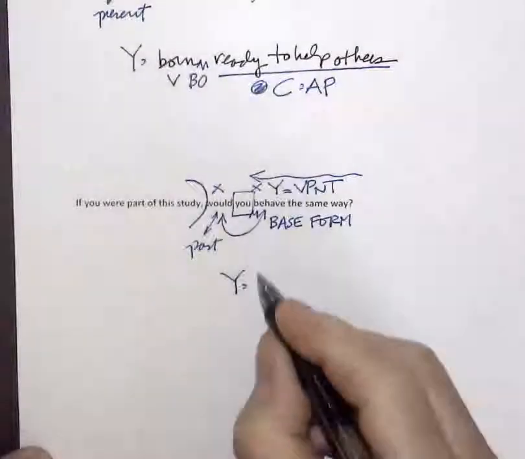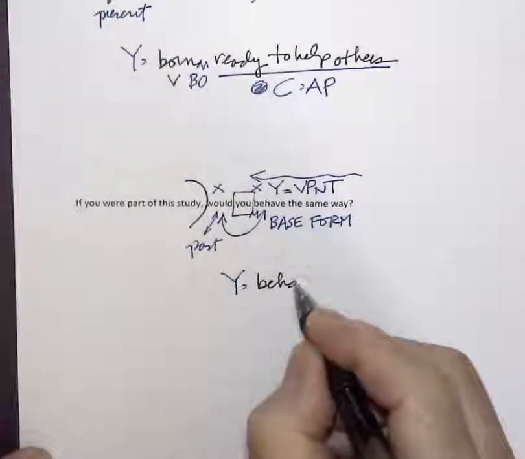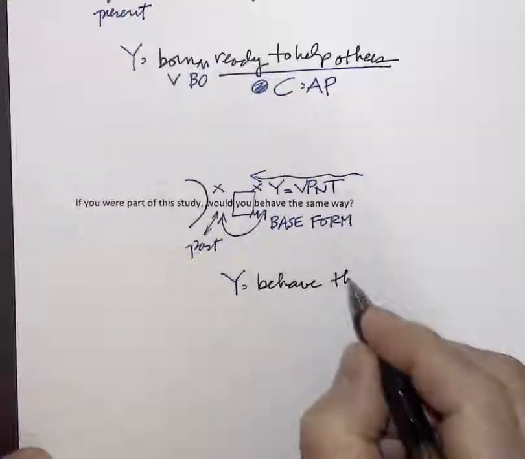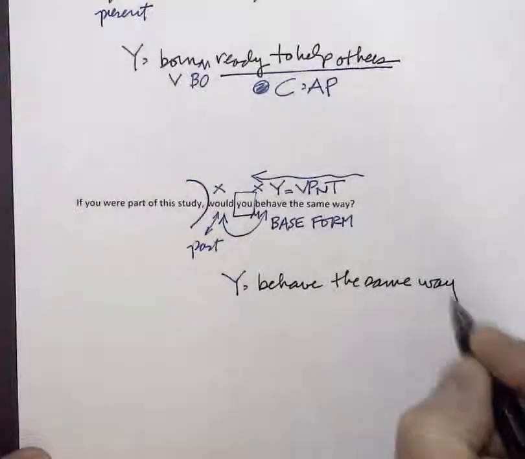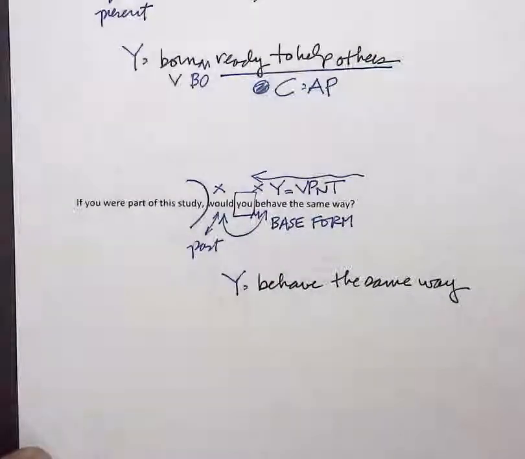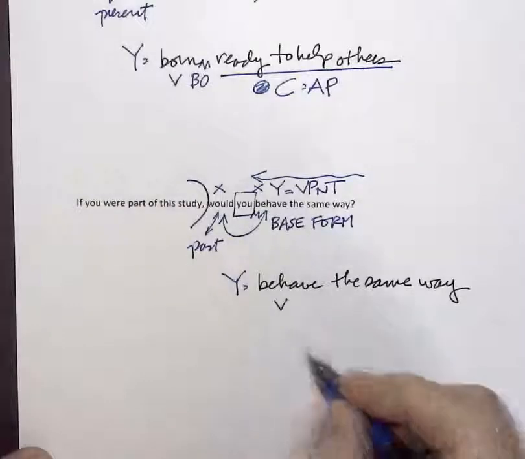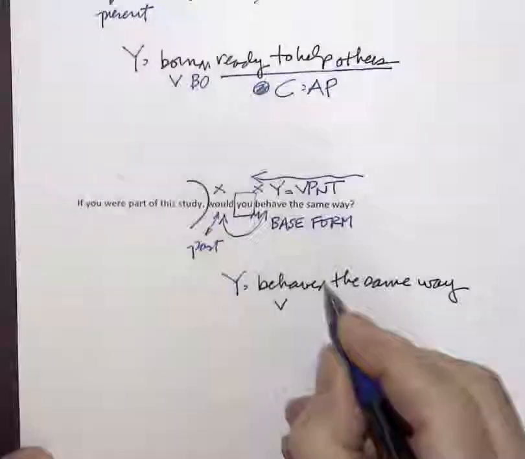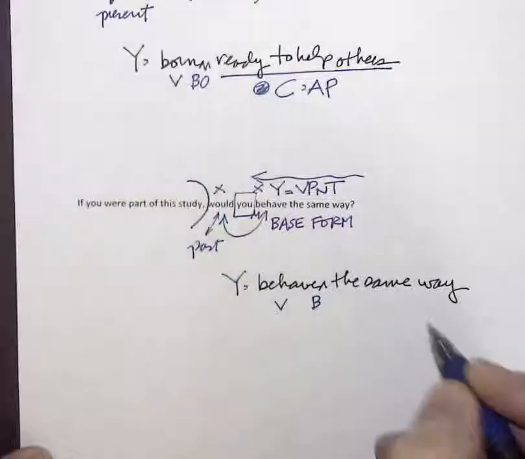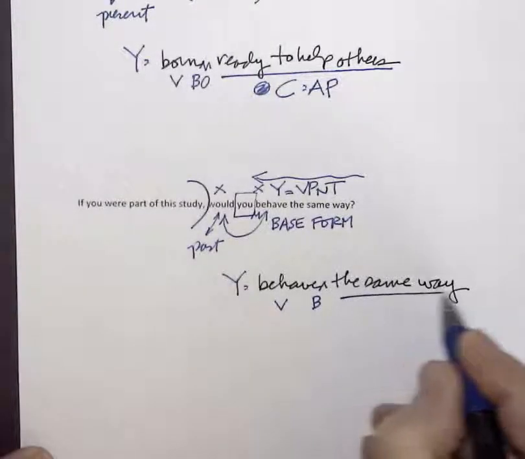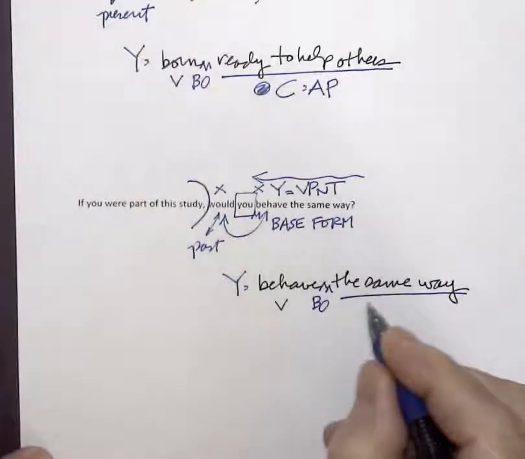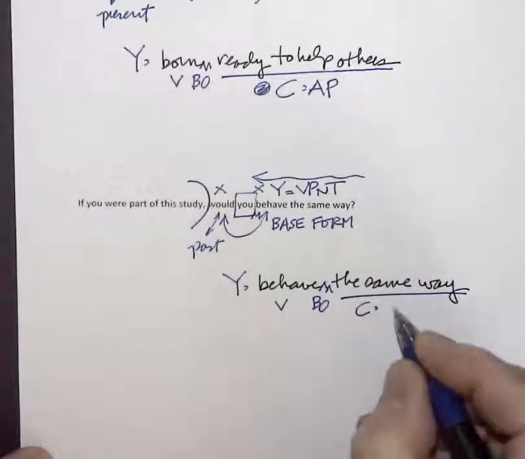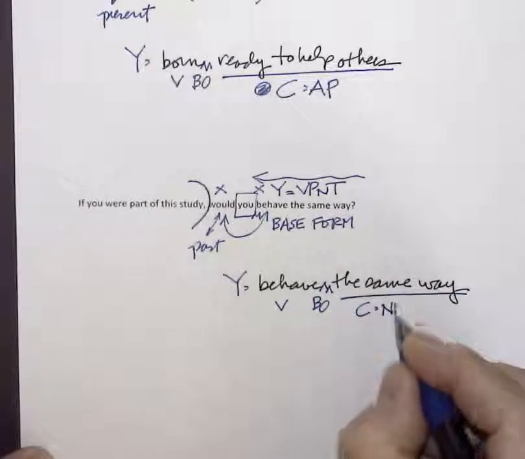And we have behave the same way. Behave is the verb. Particle. The object. And the complement. How would you behave? The same way. And that's a noun phrase.